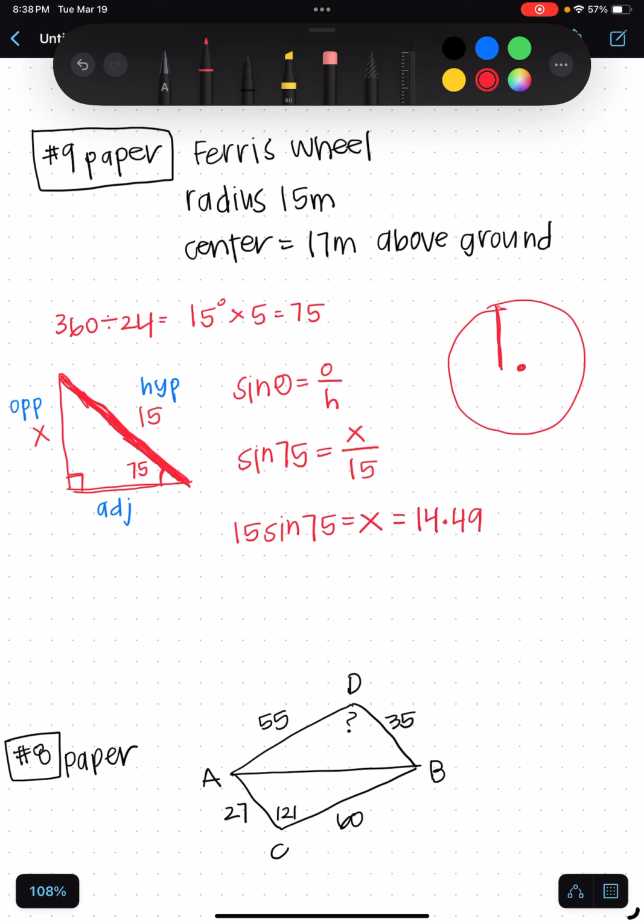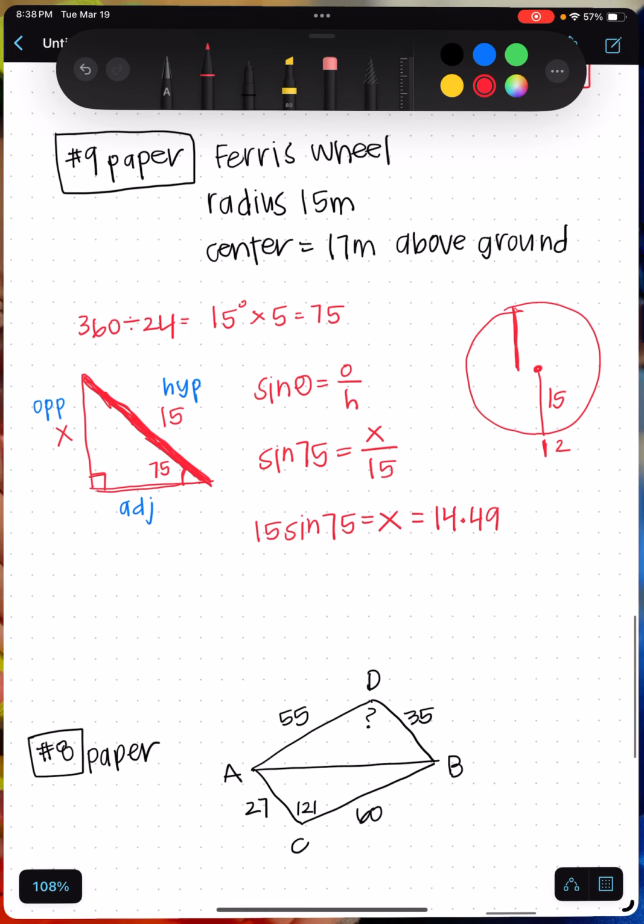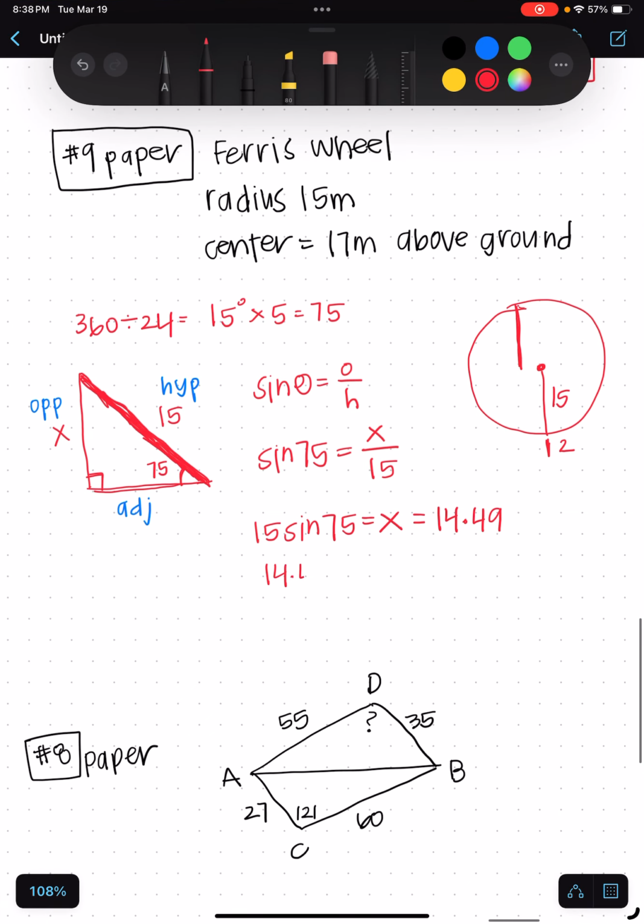Okay, so 14.49, if I'm looking at my Ferris wheel, is kind of like this height, if this is my center. So what I have to do is add this height plus the height from the top to the ground, which is 15 and 2, right? So I'm going to do 14.49 plus 15 plus 2 to get the entire height from the ground to the point where the arrow is located.